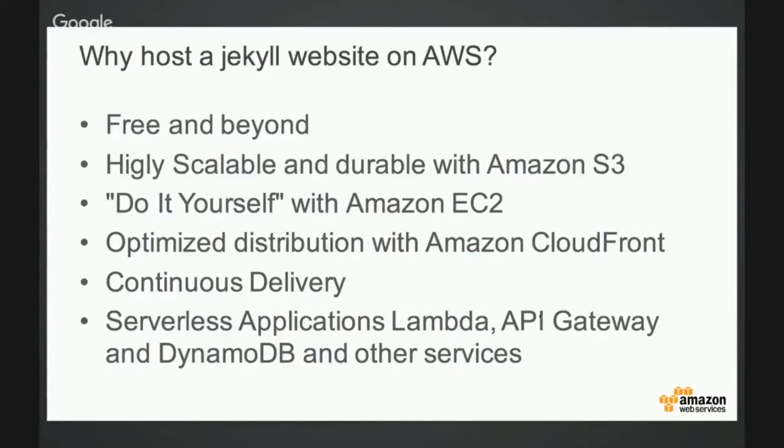And the first service that I'm going to talk about is S3, and we'll go quite deep on that. That's our most important service for storage and publication of web content. Or you can do it yourself with Amazon EC2 if you have some peculiar requirements that S3 may not comply with. And other than that, we can use our CDN, Amazon CloudFront, to optimize distribution. There are some options for continuous delivery and even for using Jekyll as a more in-depth application platform. So that's quite what I'm going to talk to you guys about today.